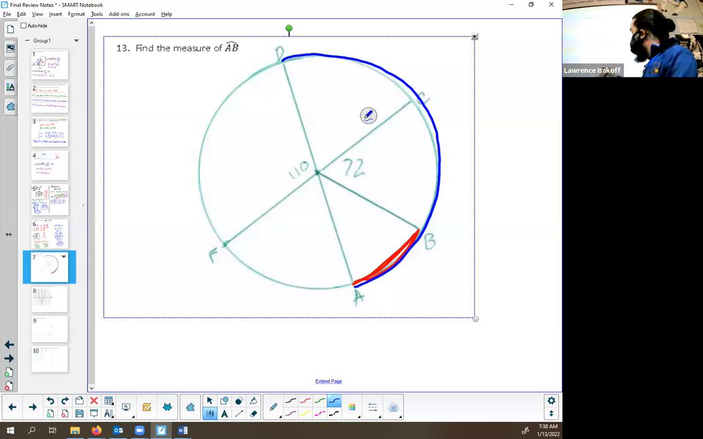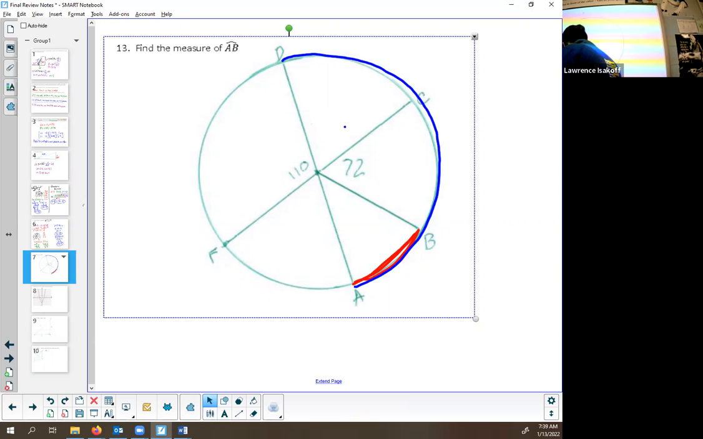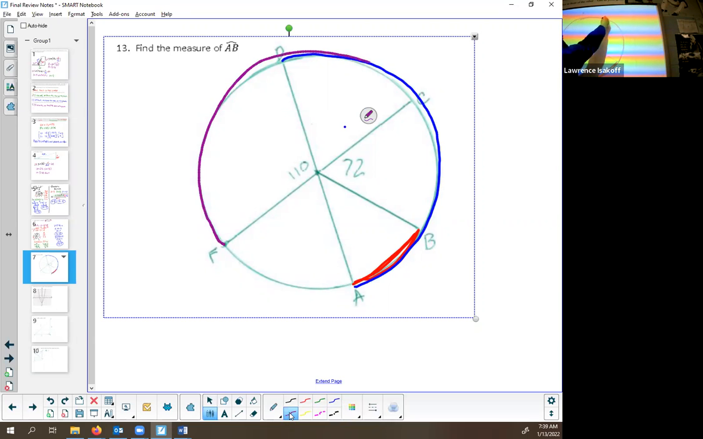So all three of these sections have to add up to 180, right? Well, I know this is 72, but unfortunately, I don't know the other two. However, I'm going to now look at this in purple. How much is this purple section? That's another 180. But this one's only broken into two sections, right? One I know is 110, and the other I don't know.